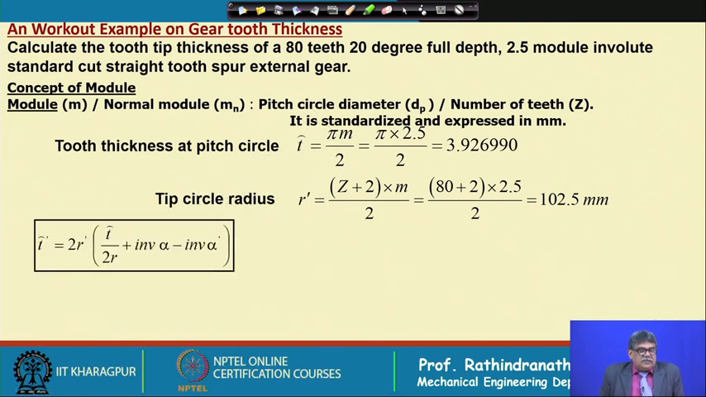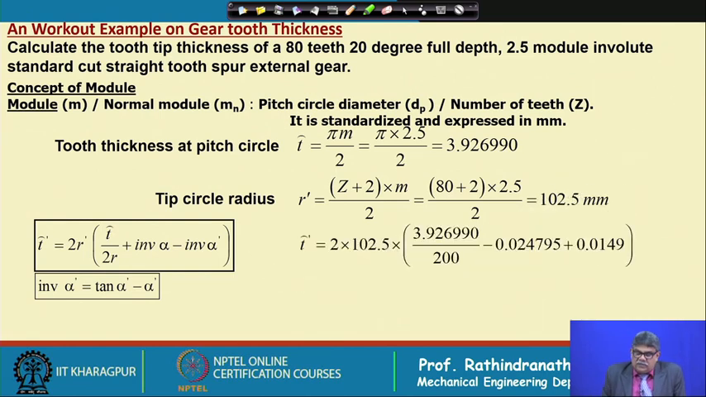Next, for tooth thickness, we have already derived the formula. In this formula, the involute alpha dash can be calculated from the alpha angle. If we know alpha and the radius, we can also calculate alpha dash, and if we substitute the values, it comes like this. So, this is the involute alpha dash, which is for the alpha at the tip circle radius, and this is standard.